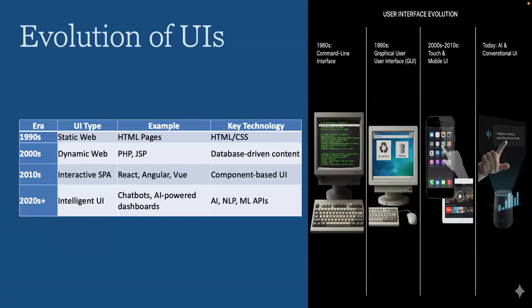Now, what kind of applications are you currently developing? Single page applications. From 2020 onwards, intelligent UI, this is what AI is. And you have technologies like chatbots, AI powered dashboards, and all these technologies are used. So AI, NLP, ML APIs, LLMs, all this comes under this category.